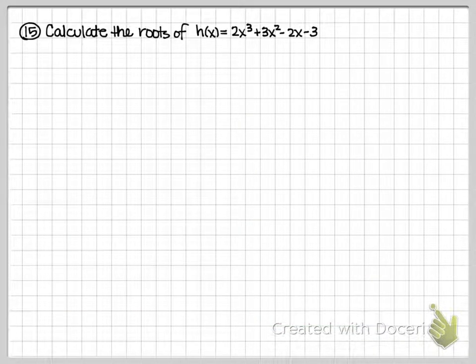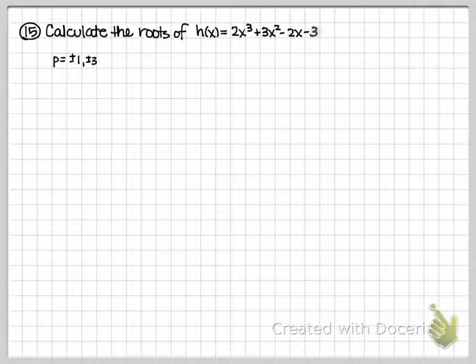Okay, calculating the roots of something. In order to be able to calculate the roots of something, we want to be able to identify what the p's and q's are. So this is where the rational root theorem comes in. As a reminder, the p-values come from the constant at the end. So I would go through and write out that p is equal to all of the stuff that goes into 3. So plus or minus 1 and plus or minus 3.